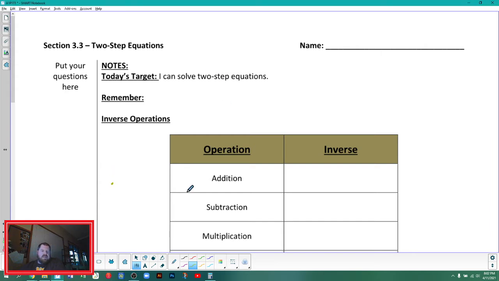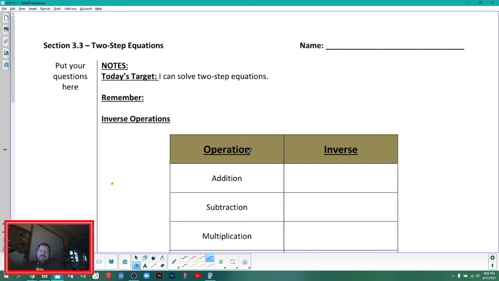Today we're going to be looking at solving two-step equations. So we're going to use the tactics that we came up with yesterday, actually the last couple days, in one-step equations, and we're going to elevate that to a look at some two-step equations. Let's just jump right in and get started.